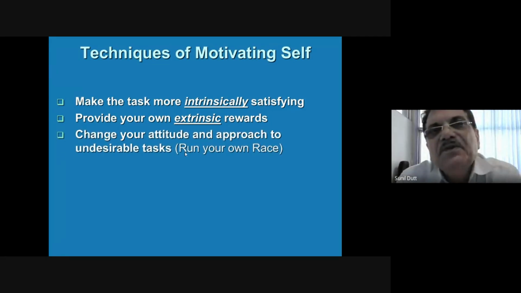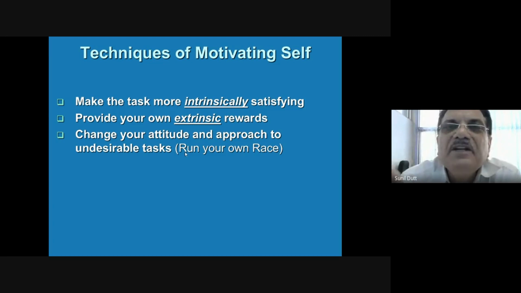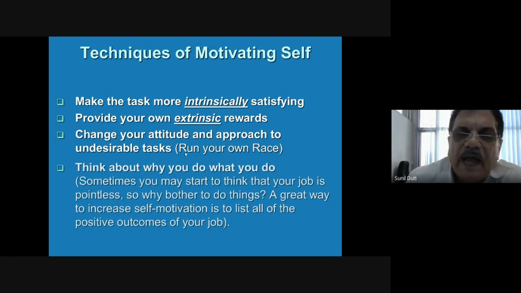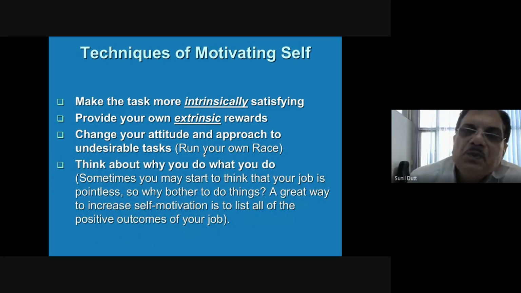Change your attitude. That will help you change your behavior, which in turn will change your thinking. First, change your attitude. You cannot change others. You have full control over yourself. Change yourself. Change your attitude and approach, and think about why you do what you do. That you have to see yourself.